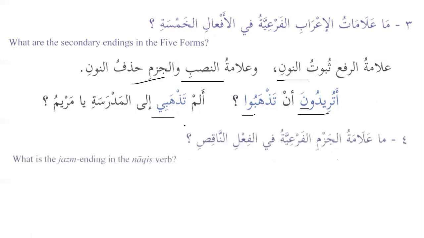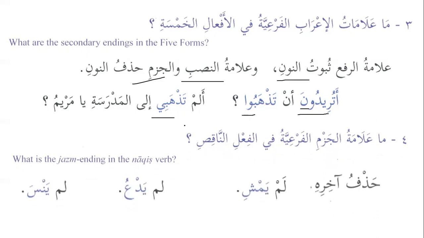ما علامة الجزم الفرعية في الفعل الناقص؟ What is the jazm ending in the naqis verb? We'll delete the last one. حذف آخره. Excellent. The deletion of the ending. For example, لم يمشي ولم يدعو ولم ينسى. So it was يمشي يدعو ينسى, and the ending has been dropped.